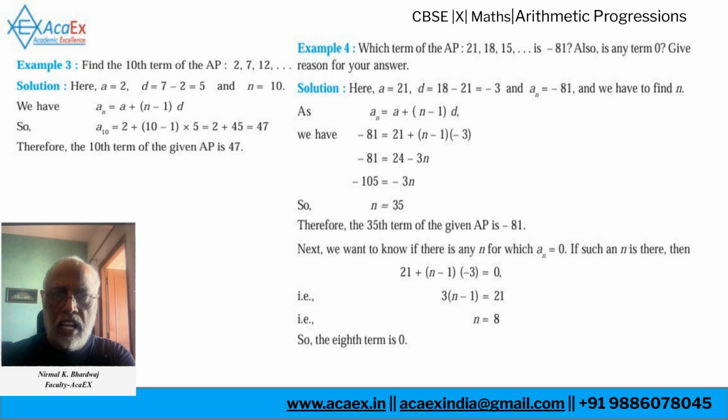Example 4. Find the term number. Which term of the AP 21, 18, 15, is negative 81? Here, a equals 21 and d equals negative 3. We set the nth term formula equal to negative 81 and solve for n. The result is n equals 35, so the 35th term is negative 81.